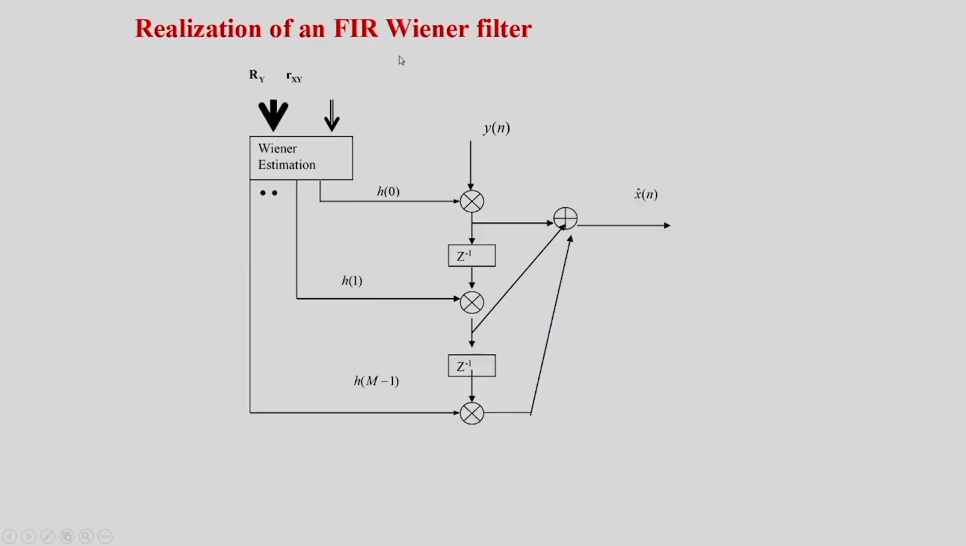The FIR Wiener filter can be realized as follows. We have the autocorrelation matrix Ry and the cross correlation vector Rxy as input to the Wiener filter estimator, and the estimator will compute the filter coefficients h0, h1 up to h m minus 1. This is the input signal y n. This input signal y n will be multiplied by h0, then the delayed part will be multiplied by h1 and so on, and all these outputs will be summed up and we will get x hat n. So, this is the realization of the FIR Wiener filter.